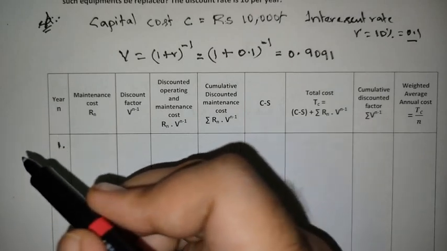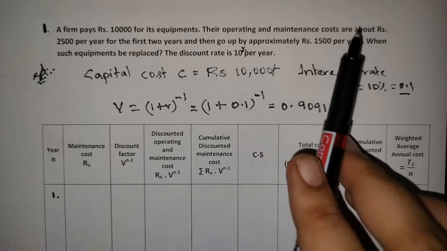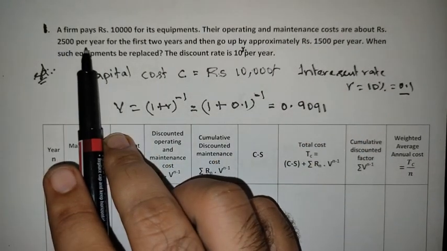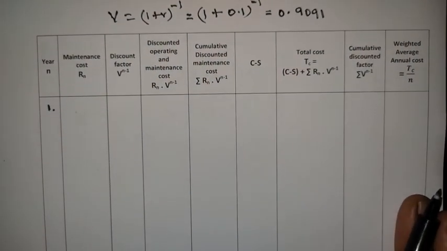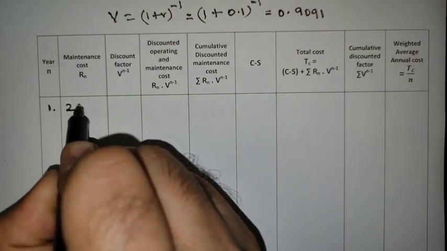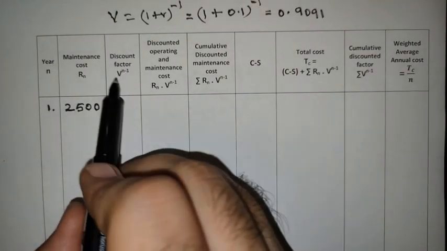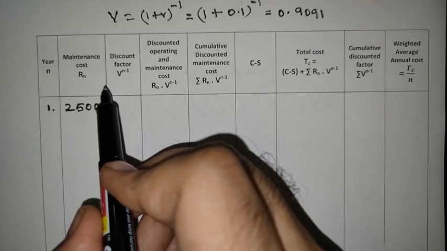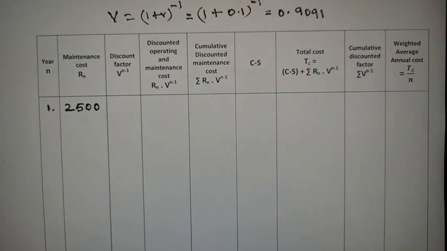So in the first year, what is the maintenance cost? The operating and maintenance costs are about 2,000 rupees per year for the first 2 years. So the first 2 years operating or maintenance cost is 2,500 rupees. Then what is the discount factor? V power N minus 1. So this one is the discount rate and this one is the discount factor.